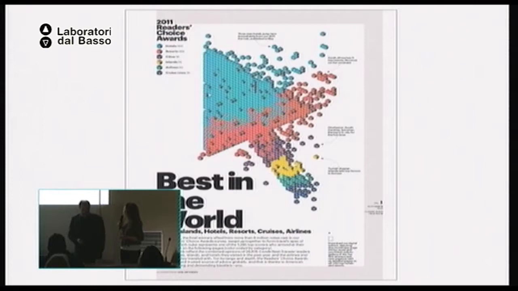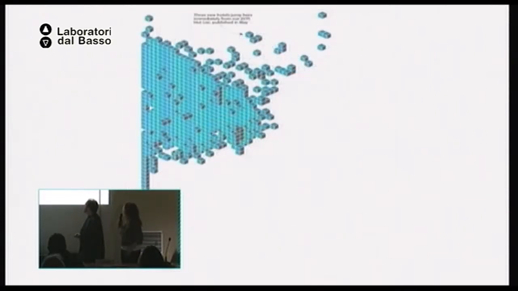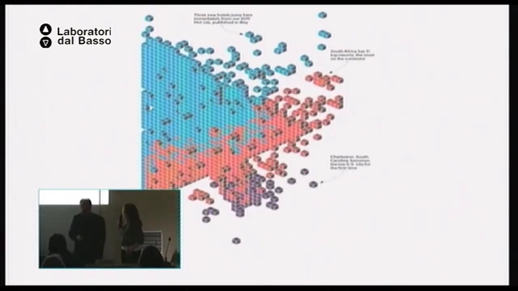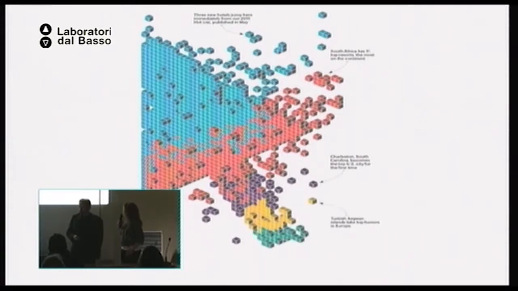And sometimes we had ideas for animations, but they didn't really work out. This is an analysis of the Reader's Choice Awards from Traveler. There's one square for every entry in the poll. So we just did a simple animation for the iPad.